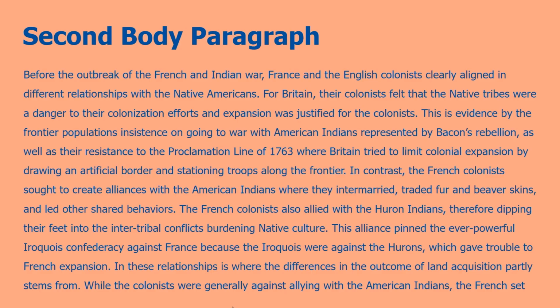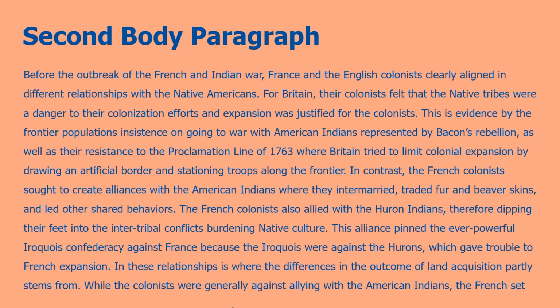Before the outbreak of the French and Indian War, France and the English colonists clearly aligned in different relationships with the Native Americans. For Britain, their colonists felt that the native tribes were a danger to their colonization efforts, and expansion was justified for the colonists. This is evidenced by the frontier population's insistence on going to war with American Indians, represented by Bacon's Rebellion, as well as their resistance to the Proclamation Line of 1763, where Britain tried to limit colonial expansion by drawing an artificial border and stationing troops along the frontier.